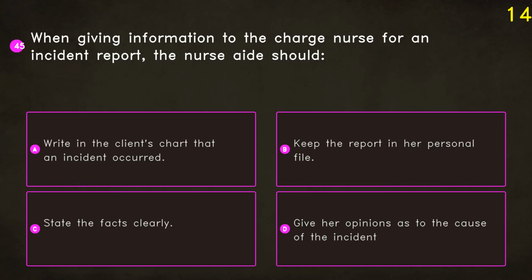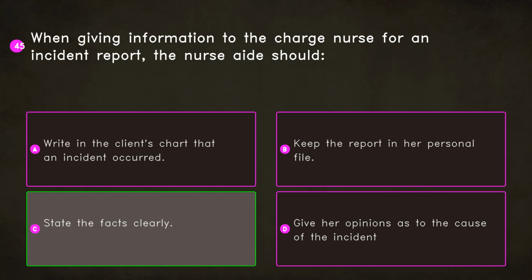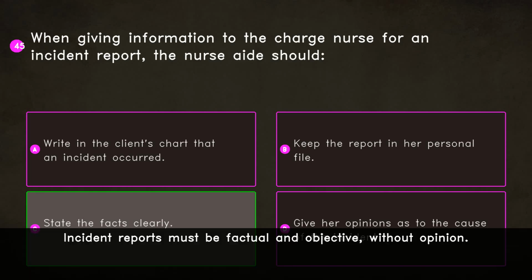Question 45. When giving information to the charge nurse for an incident report, the nurse aide should A. write in the client's chart that an incident occurred, B. keep the report in her personal file, C. state the facts clearly, D. give her opinions as to the cause of the incident. The correct answer is state the facts clearly. Incident reports must be factual and objective, without opinion.